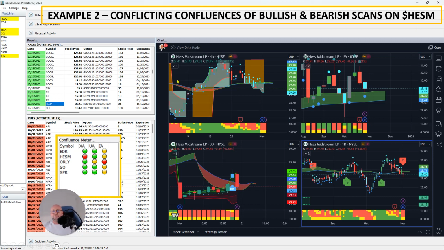So example 2 is conflicting confluence of bullish and bearish scans. So remember, on HESM, on the xBrat algo, we got a red, a bearish signal. But on unusual options activity, remember that scanner runs for the last 30 days because it's very important. We can pick up during that period. That's green. So we need to understand a little bit more here that those conflicting confluences can be troublesome.